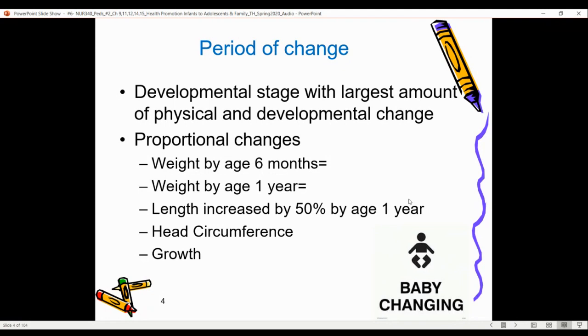Destiny got it first there. Yep, it's going to triple by the time they're 1 year of age. So their birth weight triples by the time they're 1 year of age. Their length increases by about 50% by the time they're 1 year of age.